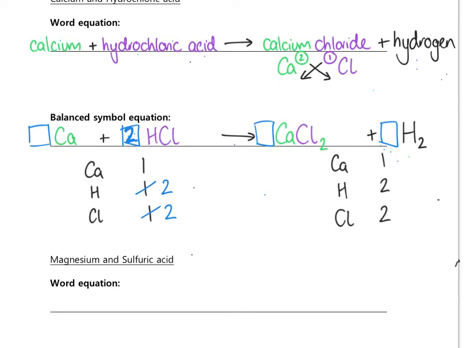If you have written the boxes, it's important that you rewrite your equation without the boxes. So all of this working out you would have done on a spare page, and then just write your final answer on the line. So it's Ca plus 2 HCl, because I had to put a 2 in front of that to balance it, gives you CaCl2 plus H2. That's your final equation.